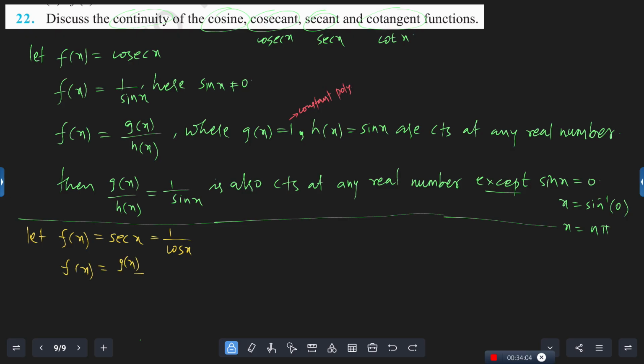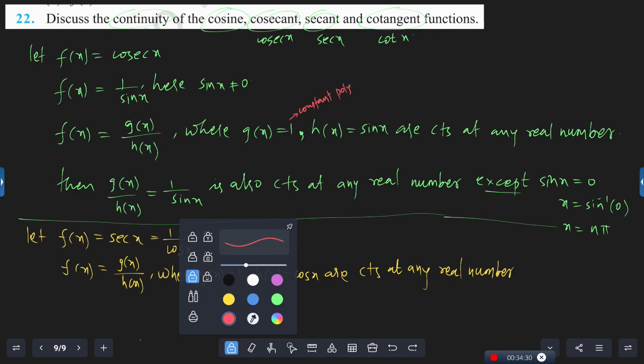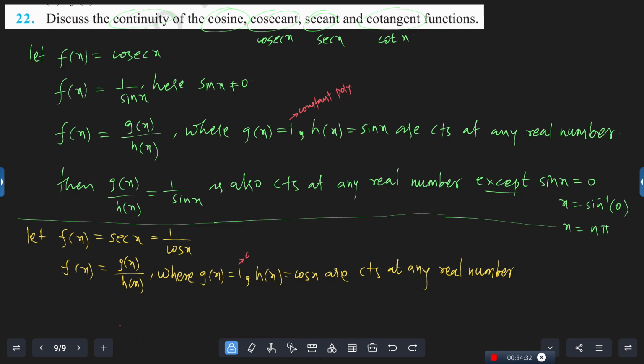g of x divided by h of x, where g of x is equal to 1 and h of x is equal to cos x, both continuous at any real number. So here, 1 is what? A constant function, or constant polynomial you can say. So a constant function is also continuous, that we have seen.